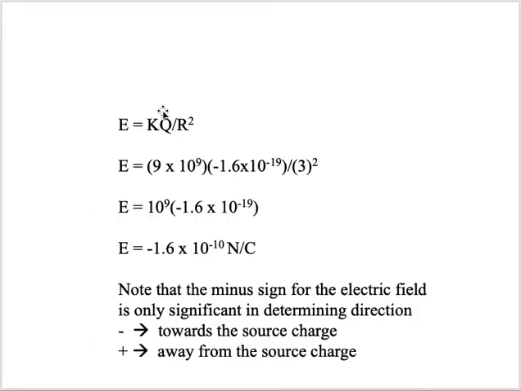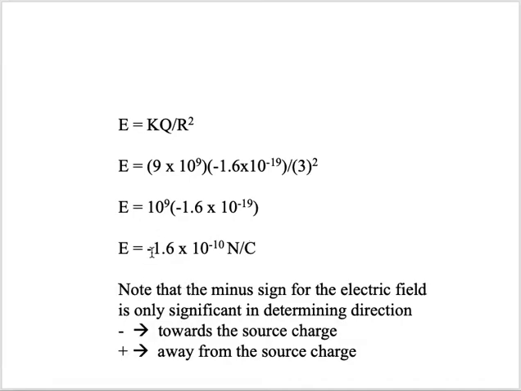Here's the solution, kQ over r squared. This is Coulomb's law without the second Q in there, because that's how we determine the electric field. We divide out that second Q. And plug in all the values, I get negative 1.6 times 10 to the minus 10th. There's our units, newtons per coulomb.